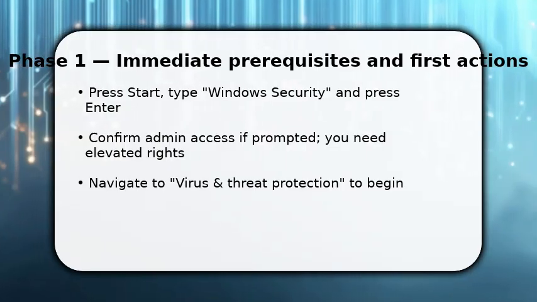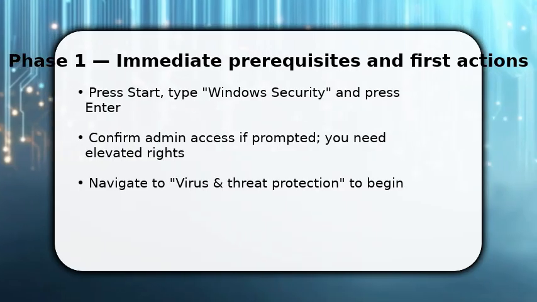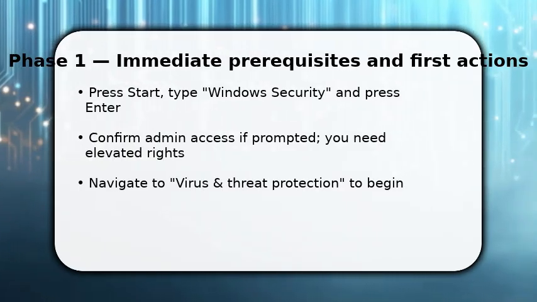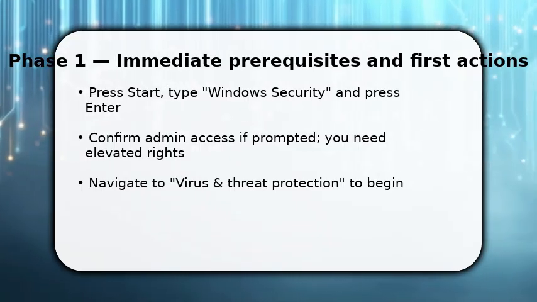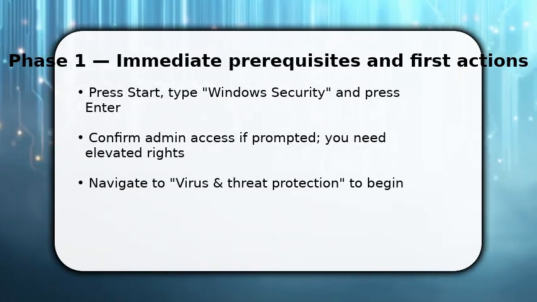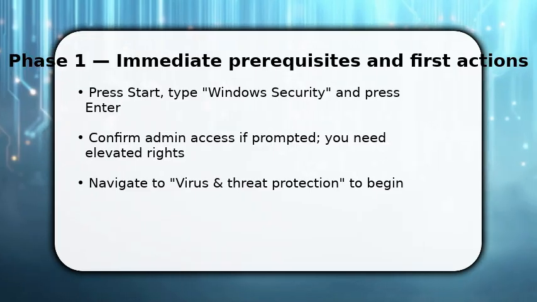You start by opening Windows Security and granting admin permission when requested. This gives you access to core protection settings. Once done, click Virus and Threat Protection to see real-time protection and quarantine details.